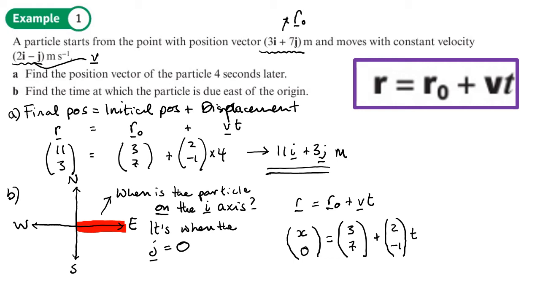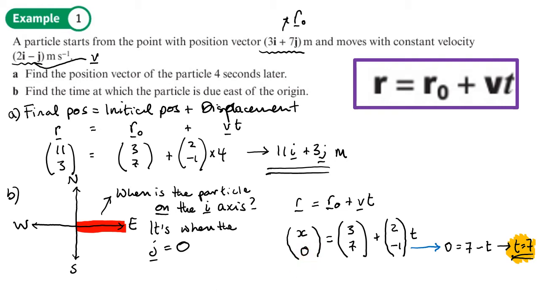So if we look at the bottom row here, that gives us 0 equals 7 plus -1 times t, which is -t. Right, straight from that we get t. T is 7. Now if we wanted to, we could plug that into this and work out what this x part is. So the actual answer, all that we need, is that it's 7 seconds when it's due east of the origin. That's when this part is 0.